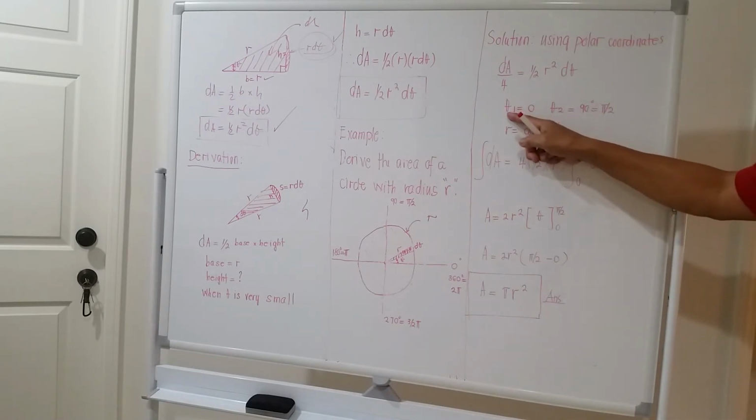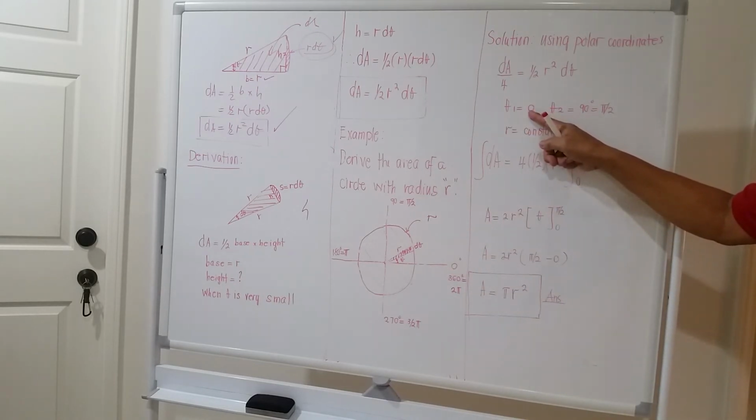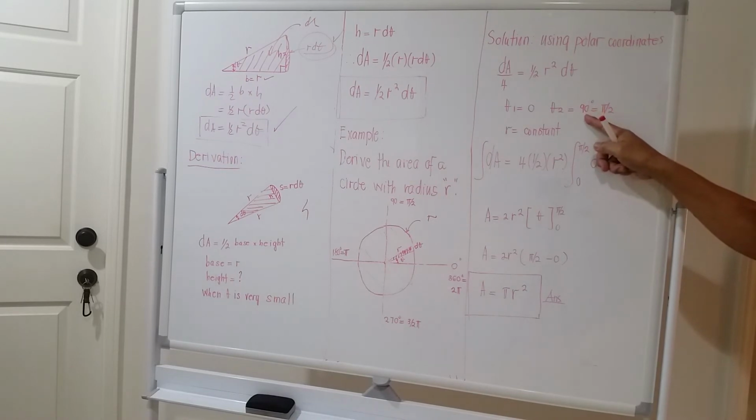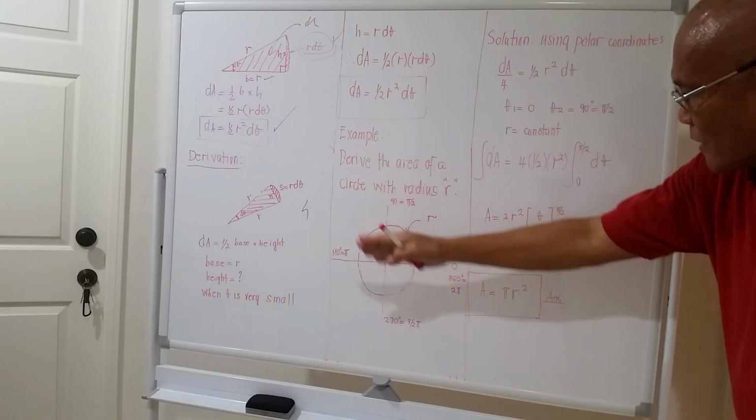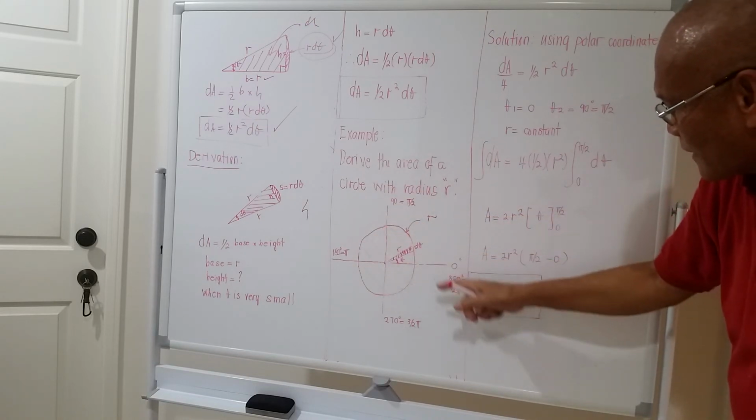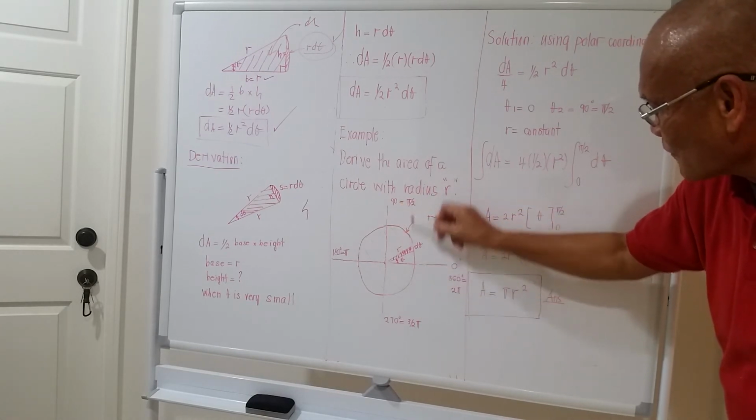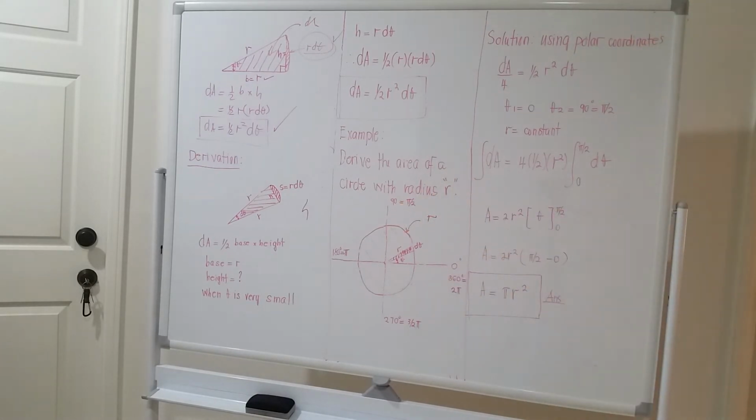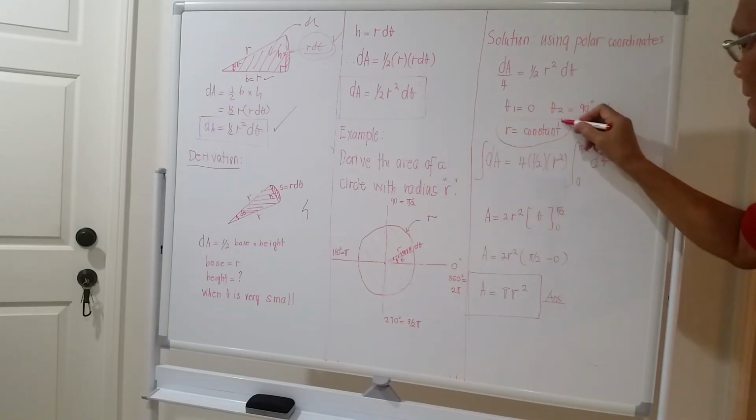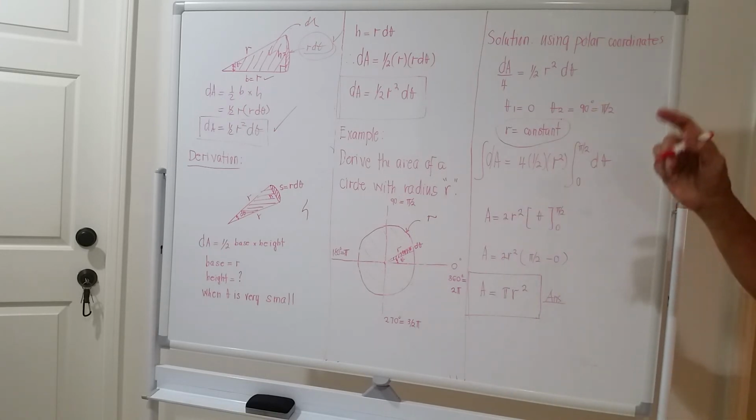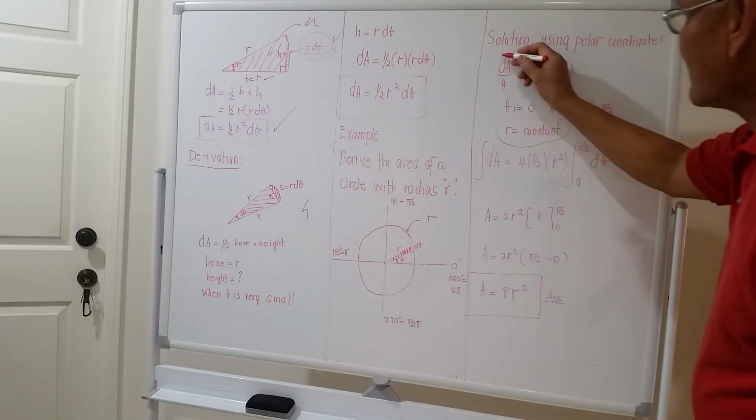What is theta 1? Theta 1 is the initial limit. It will be 0. The upper limit will be 90 degrees, or in terms of radians, pi over 2. To take 1/4 of the area, the differential area should rotate from 0 to 90 degrees, or from 0 to pi over 2 radians. I place the note over here, r is constant. For a circle, the radius is constant. It's not variable, right?